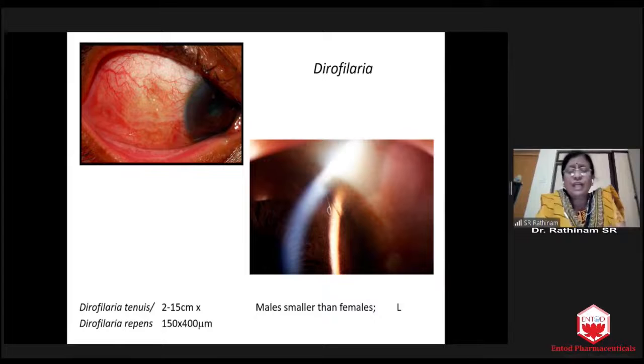And here also, we need not chase the worm with the needle. That will harm the patient's iris as well as lens. The moment we enter with the needle, it will go behind the iris. Invariably, they go behind the iris. We will not succeed. Instead, we can give albendazole and steroids.